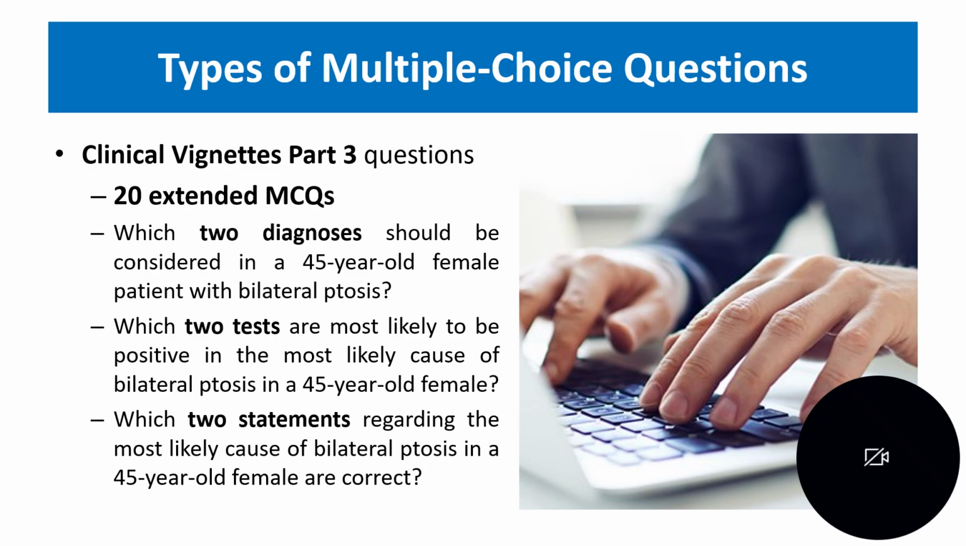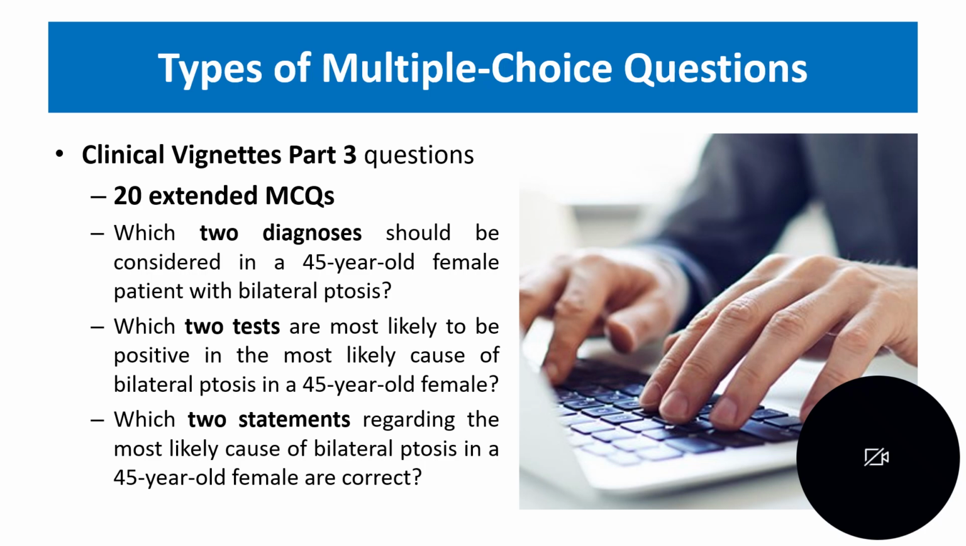This is called the extended multiple choice question, and this is typical of, I think, 45% of your Part 3 exam questions. So, covering the bases, which 2 diagnoses should be considered in a 45-year-old female patient with bilateral ptosis? Number 1, cause of bilateral ptosis would be myasthenia gravis. Number 2 would be Lambert-Eaton syndrome.